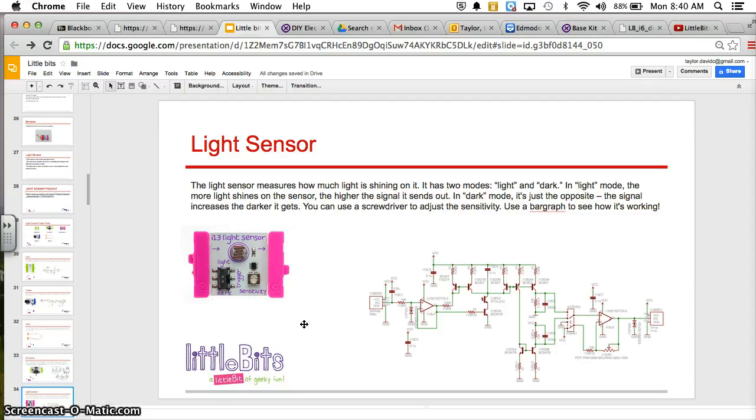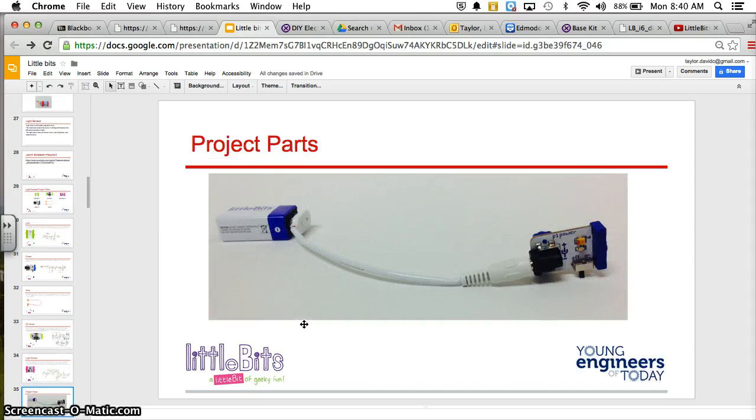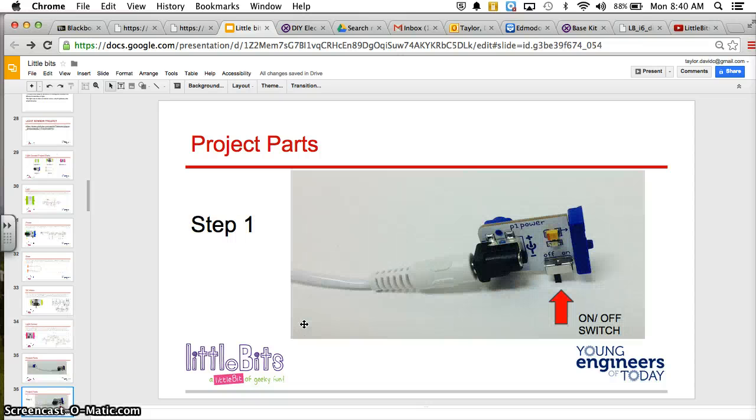Then we have our light sensor, and once again, the schematic. The great thing about schematics is that all these symbols actually tell you information. Then we started going over the project a little bit, and we're going to finish this next class.